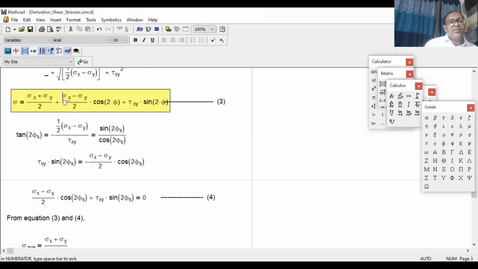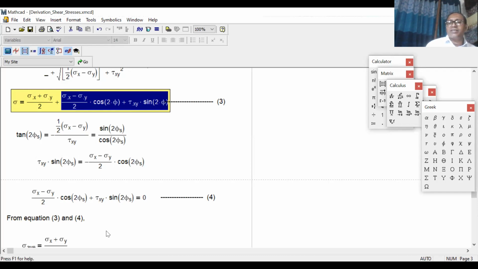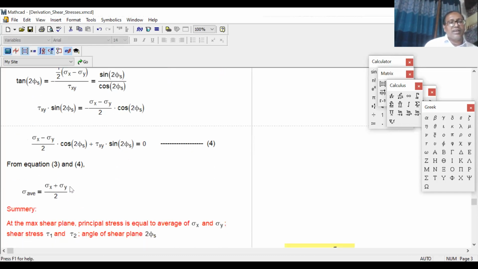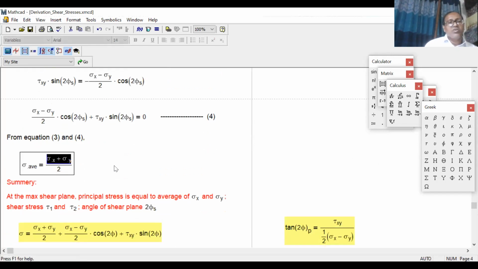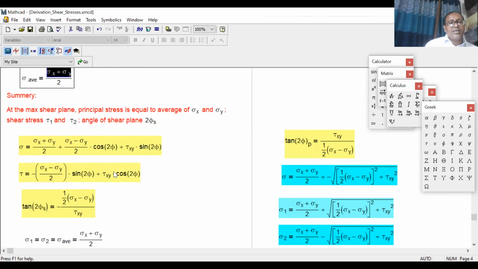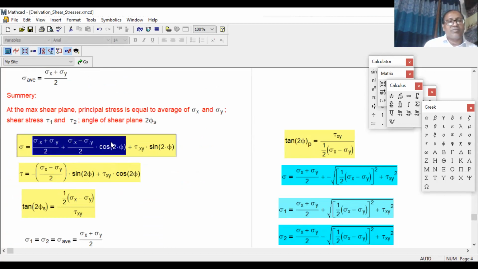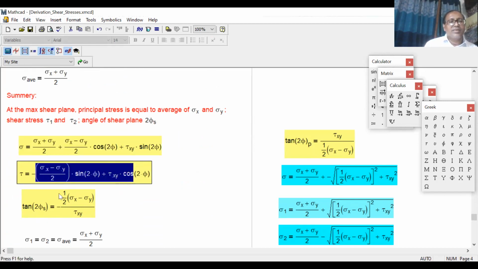That means when you put in the condition, the summation of this term is coming 0. So what is remaining? Only sigma average remains. So how many formulas do you have? The mother formula is the same. One equation, the mother formula.